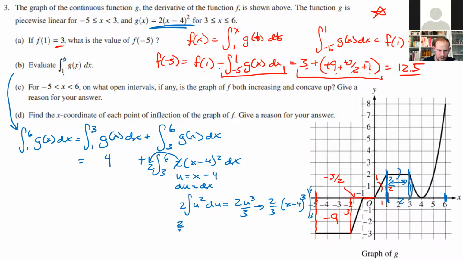So we get 2/3. 6 minus 4 is 2, and 2 to the third is 8. Minus, plug in 3, we're getting -1, and -1 cubed is still -1. So that gives us 9 in there. So 2/3 of 9, the 3 cancels, and we get 6. So we're getting 4 from this guy and 6 from that guy. So 4 plus 6 gives us 10 as our answer.